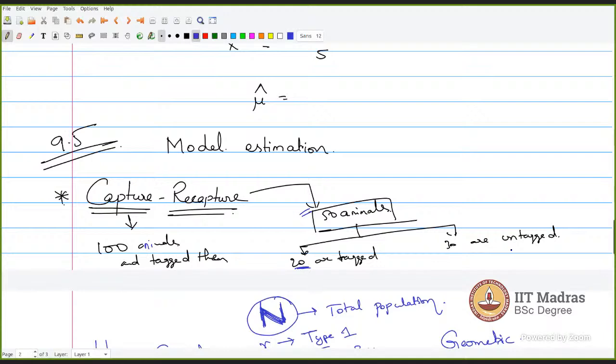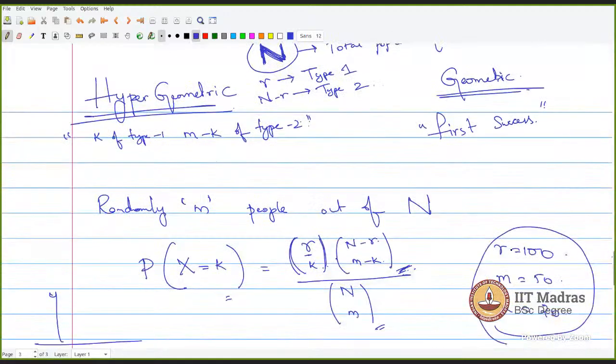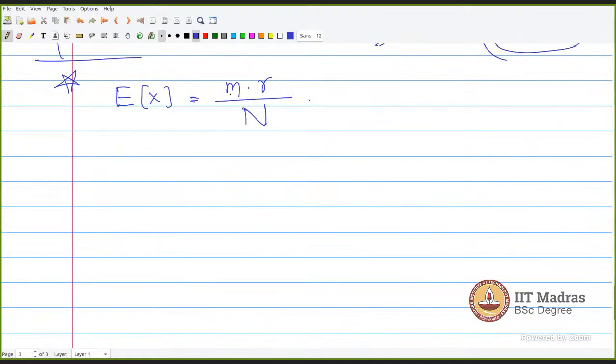I'm not asking what the expected value will be, I'm asking what is the sample mean. I know m, I know r, I don't know n, but I know the expected value of x. So what will this be? We are given only one sample.